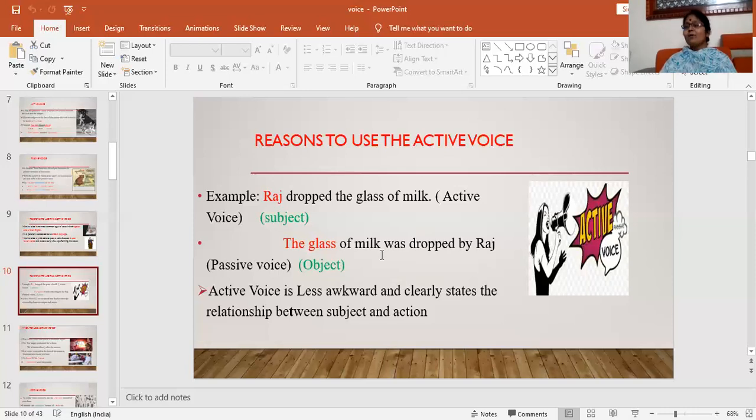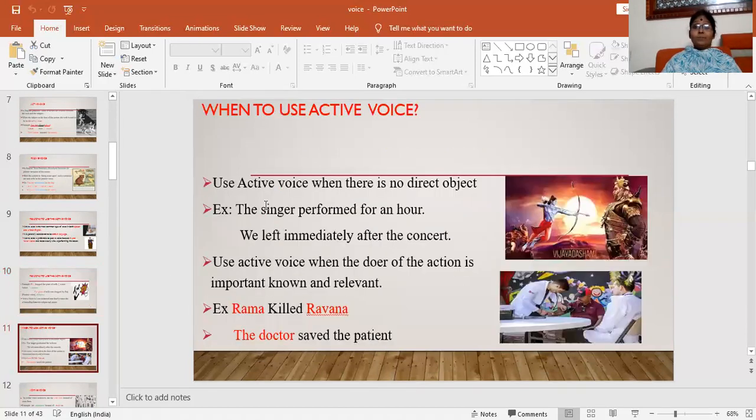Very complex we have made the sentence. The glass of milk was dropped by Raj. Whereas the first sentence is very simple and straightforward. Raj dropped the glass, right? So active voice is less awkward and clearly states the relationship between subject and action. That is the reason why we use active voice more. Is it clear? Right? So now we will move on.